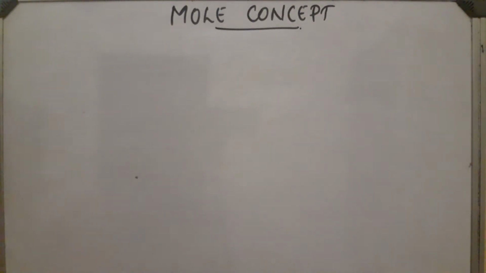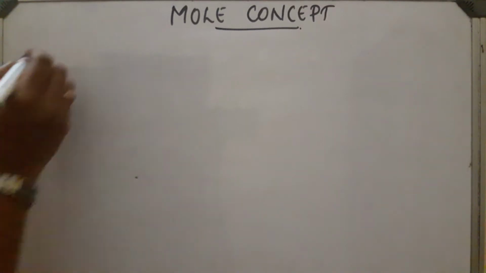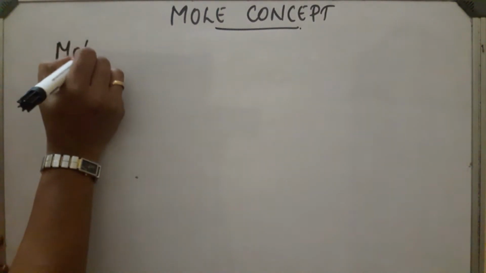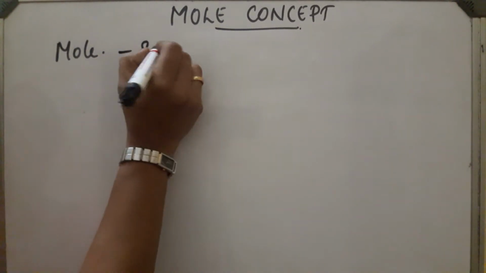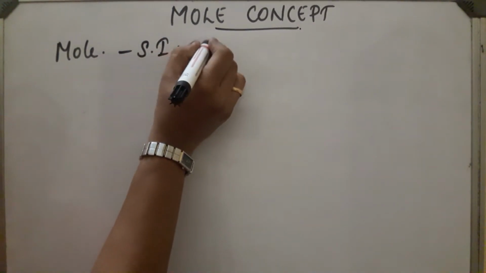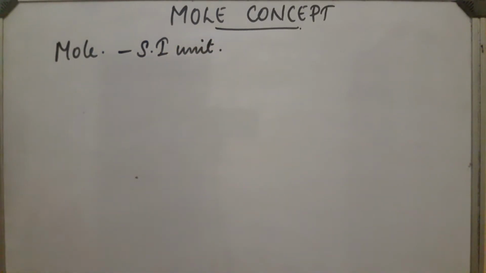Mole concept. Atoms and molecules are extremely small in size, but their numbers are very large. So, in order to count such entities, we use the term mole. Mole is an SI unit for the amount of substance.